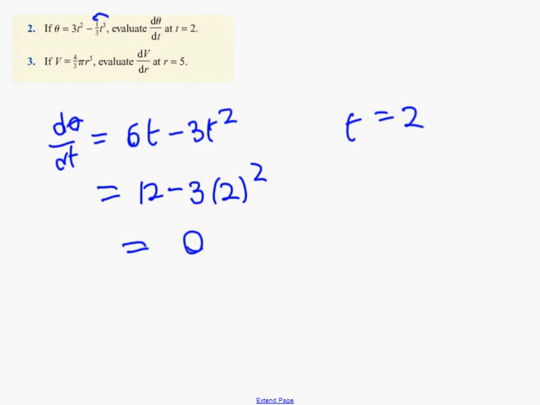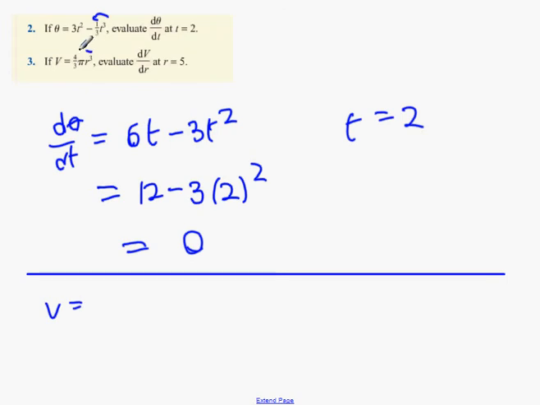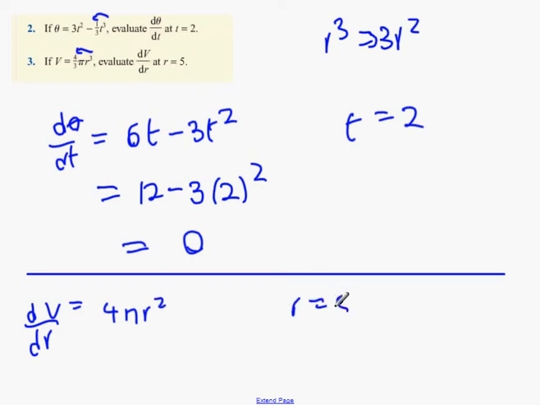You might be asked to do dV/dr at r equals 5, and what you're going to get is you're going to multiply the 3 by the 4 over 3 because the r is the differentiable part. So r cubed is the same thing as 3r squared when you differentiate it, and then you multiply that by the 4 over 3, which gets you 4 pi r squared. You sub in your r equals 5, and that is 25 multiplied by 4 pi, 100 pi.